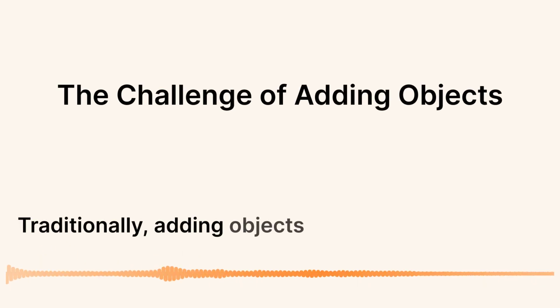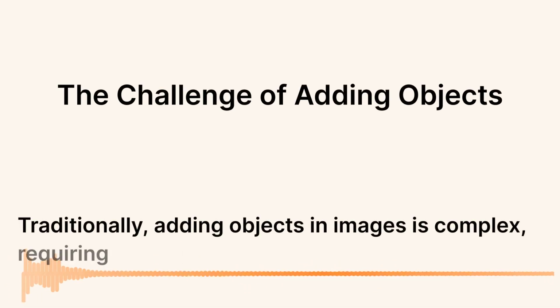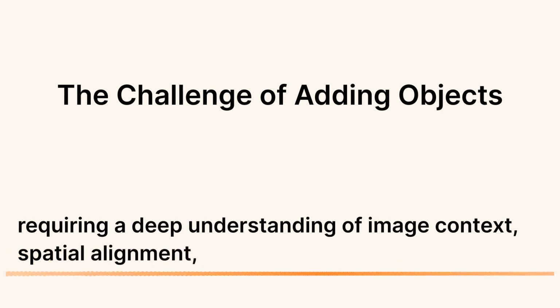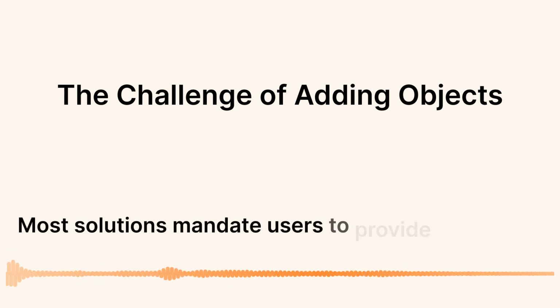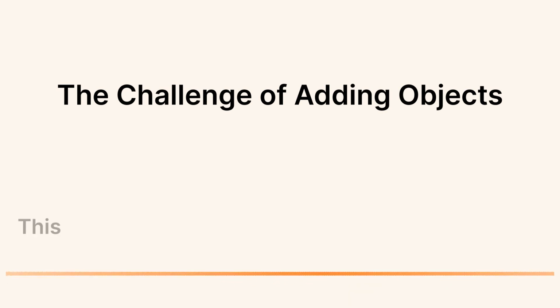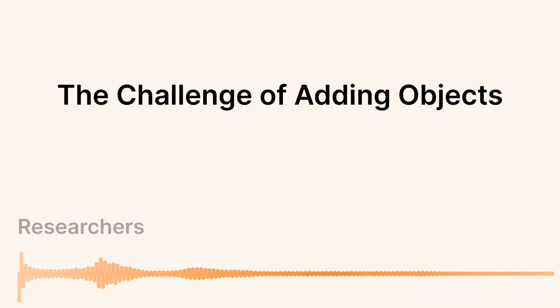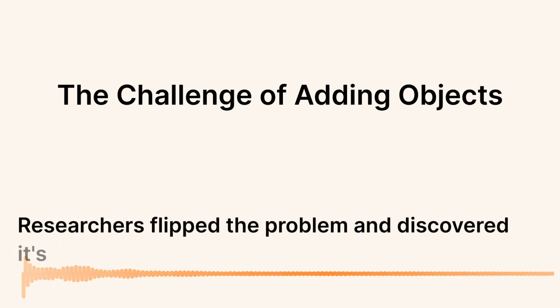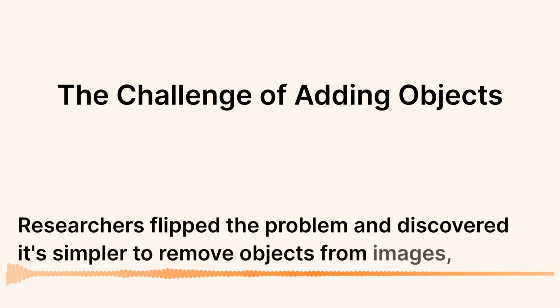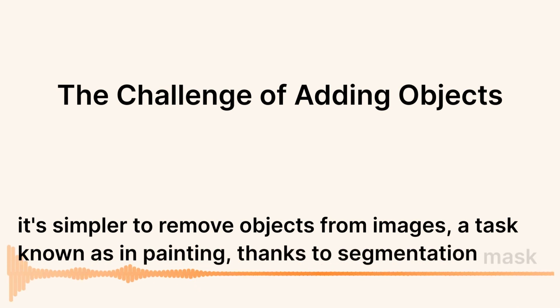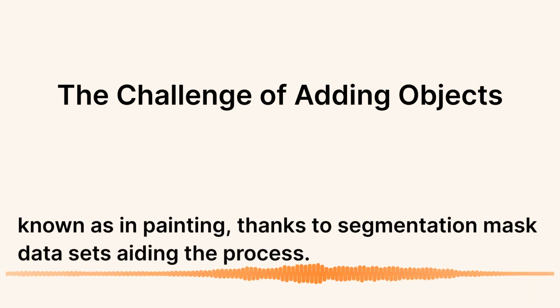Traditionally, adding objects in images is complex, requiring a deep understanding of image context, spatial alignment, and style consistency. Most solutions mandate users to provide detailed masks. This can be cumbersome, limiting practical applications. Researchers flipped the problem and discovered it's simpler to remove objects from images, a task known as inpainting, thanks to segmentation mask datasets aiding the process.